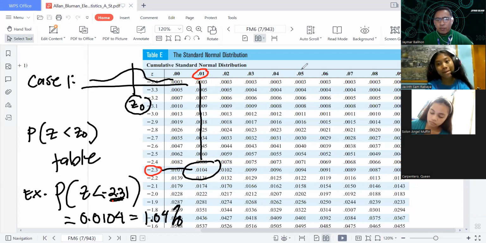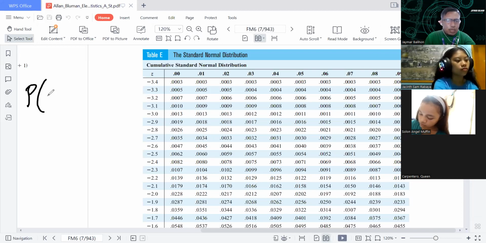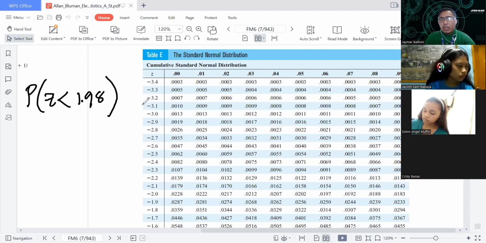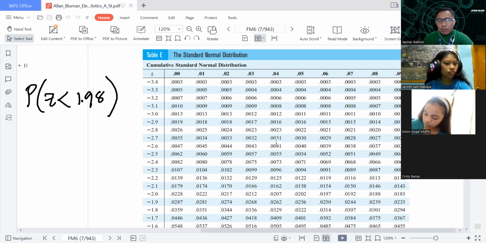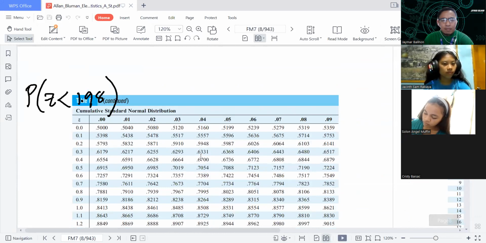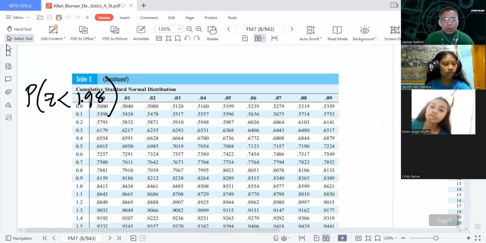Any question for the first example? None, sir. Good. Let us proceed to the next. How about I ask, what is the probability of z less than 1.98? As you can see, this is positive. Since that is positive, you will not be using this table. You will use the other table, which is the positive table. So what you're going to be looking for is 1.9 first.